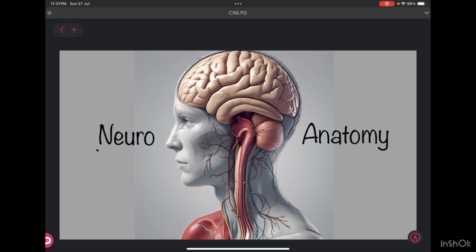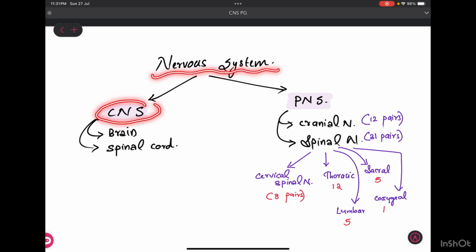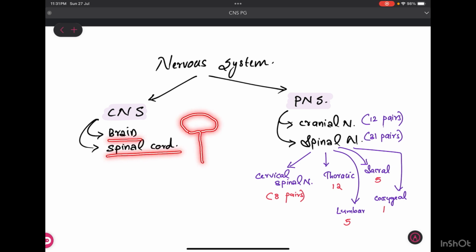Hello everyone. In this video we will cover neuroanatomy in a very easy manner. We'll start from the basics. So this is the basics of neuroanatomy, that is the nervous system. As we all know, the nervous system is divided into the central nervous system, that is CNS, and the peripheral nervous system, that is PNS. The central nervous system includes the brain and spinal cord. The brain and spinal cord come at the center, so it is easy to remember that the central nervous system consists of brain and spinal cord.